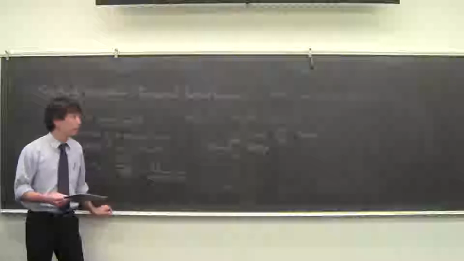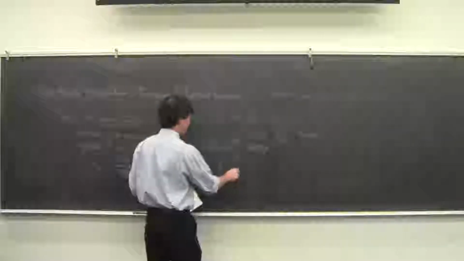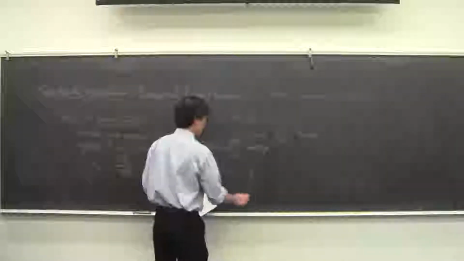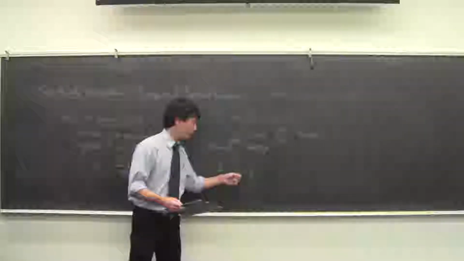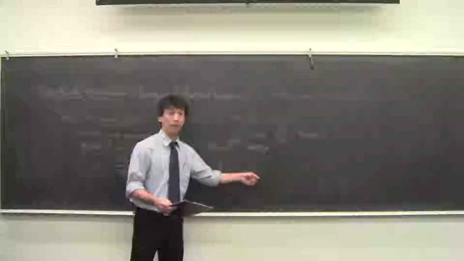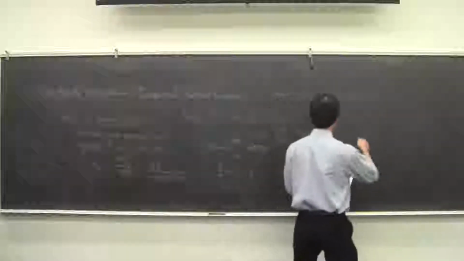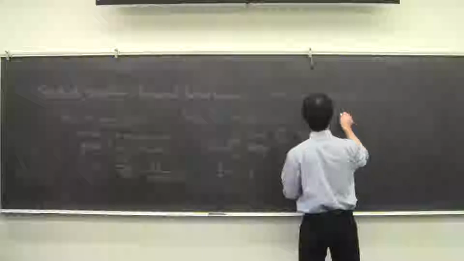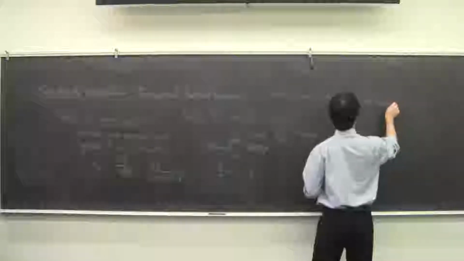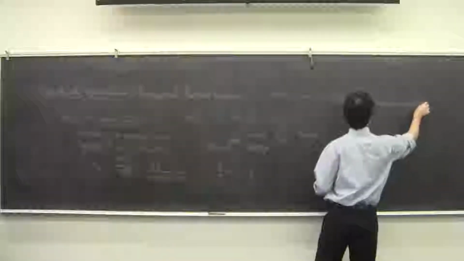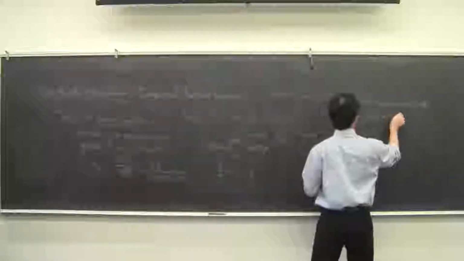Okay. Now, just like if you have an improper fraction, you can express it as the sum of an integer plus a proper fraction, we can do the same thing with improper rational functions. So you can express improper rational functions as polynomial plus proper.